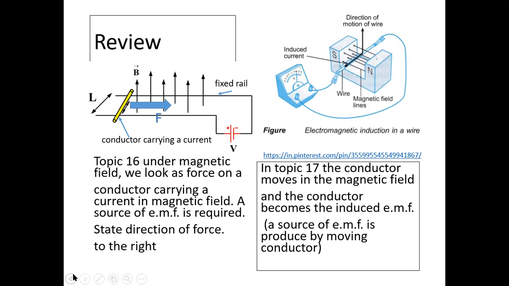There is no need for a battery because the conductor itself is the battery. We have a battery, we have a conductor, then it is moving. Now we replace that battery with a galvanometer, but we move the conductor. It's like going backwards, and we have an EMF here.